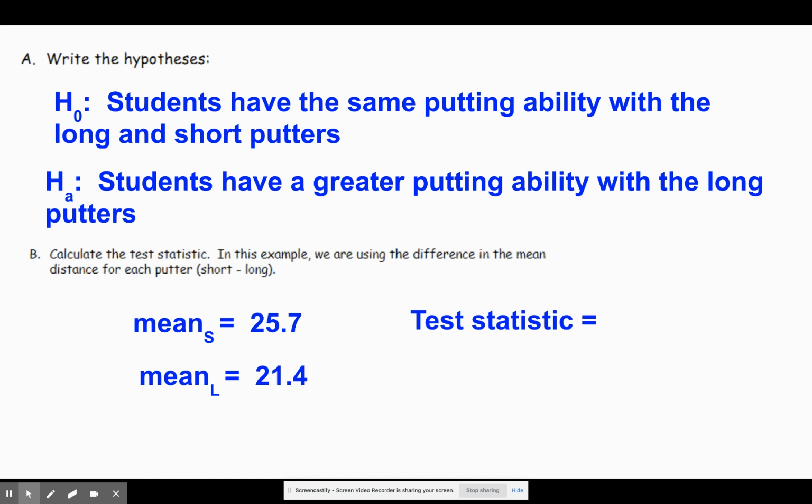So my test statistic then would be 25.7 minus 21.4, and that gives me 4.3. The 21.4, by the way, I rounded. The mean actually is 21.375, but we'll typically go to one decimal place. All right, so there's my test statistic.